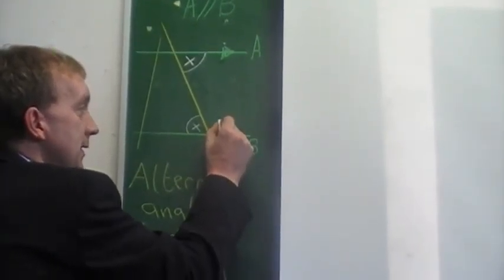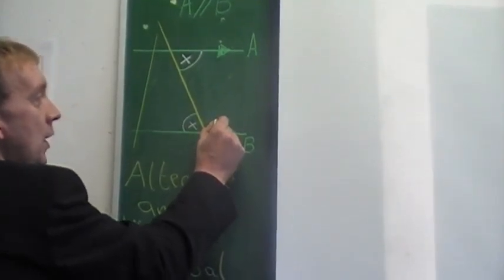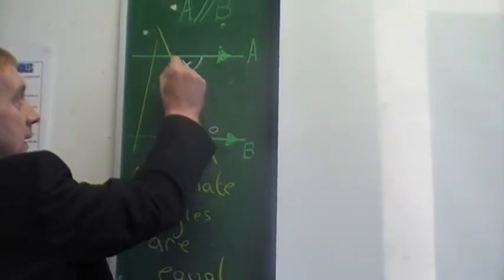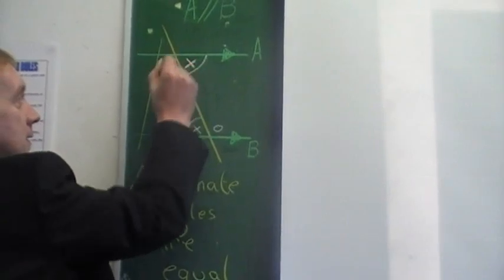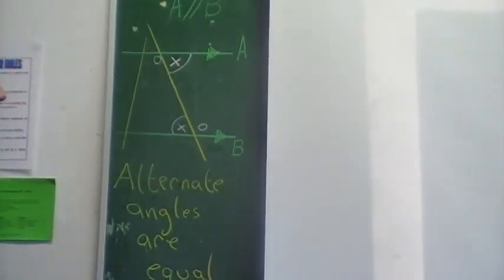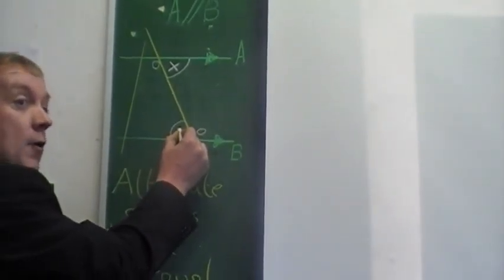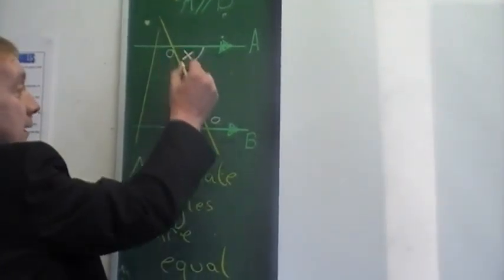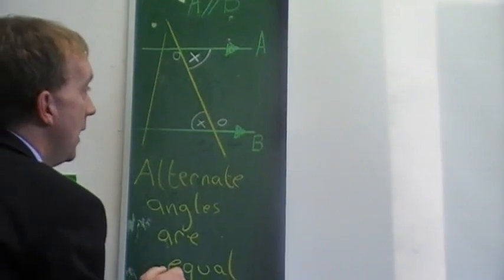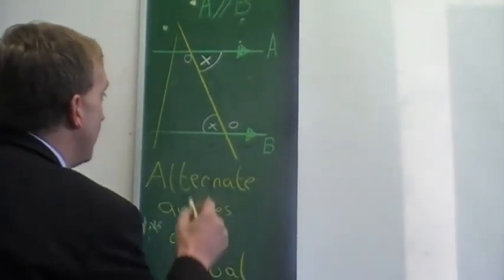Similarly, this angle is alternate. We go to the other side of the line, and that angle there is alternate to it. So in that case, we know that this angle and this angle are equal in measure. Similarly, that angle and that angle. Now very, very simple as well, okay?